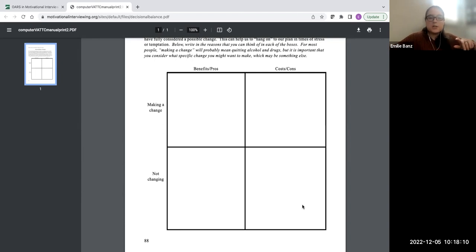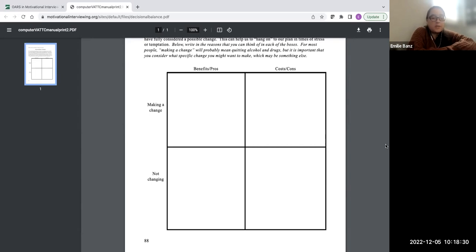But I want to make sure, does everybody understand the difference between exploring pros and cons versus doing a full decisional balance? Is that clear? You can just give me a yes or no in the chat box, because I want to make sure I'm explaining this in a good way.